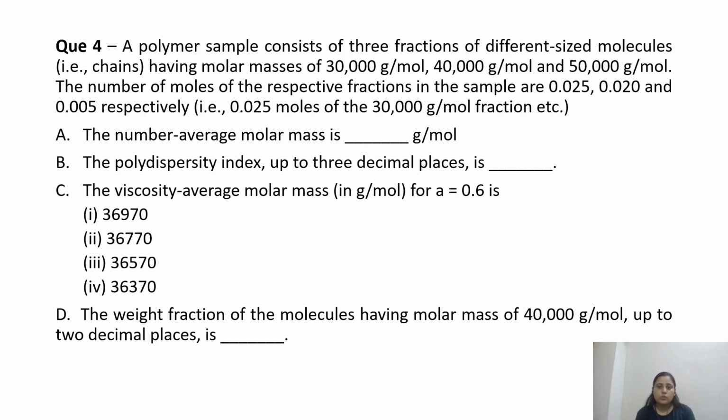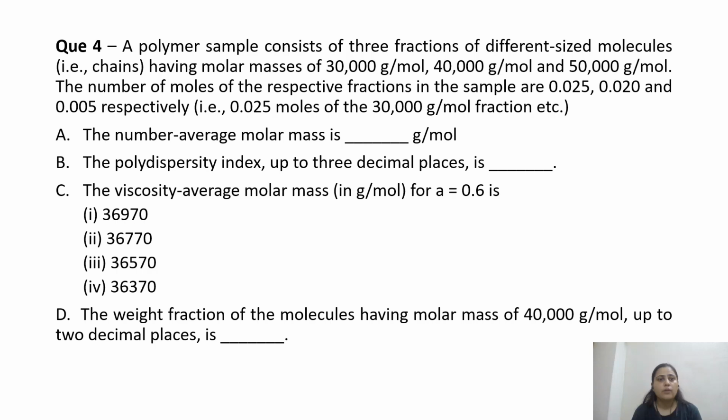So in the first part we need to calculate the number average molar mass. We know the formula that number average molar mass is nothing but the summation of Ni Mi divided by the summation of Ni. In the solution we can see that there is this polymer P made up of 3 fractions, chain X, chain Y, chain Z, which have their molar mass and their moles given. Now the number average molar mass can be calculated with the formula which we already discussed.